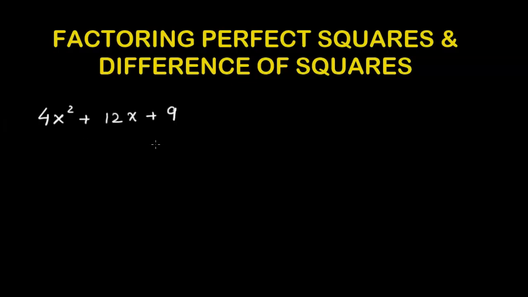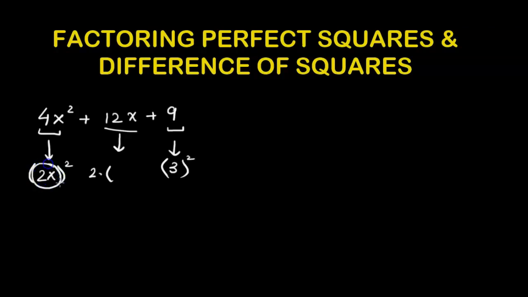How do we recognize if a trinomial is a perfect square? We check the first term and the last term first. If the first term is a square of something, for example, 4x squared is a square of 2x, and 9 is a square of 3, then we check the middle term. The middle term should be equal to 2 times the square root of the first term. The square root of the first term means the thing inside the bracket, because the square of 2x gives us 4x squared. So the square root of 4x squared is 2x.